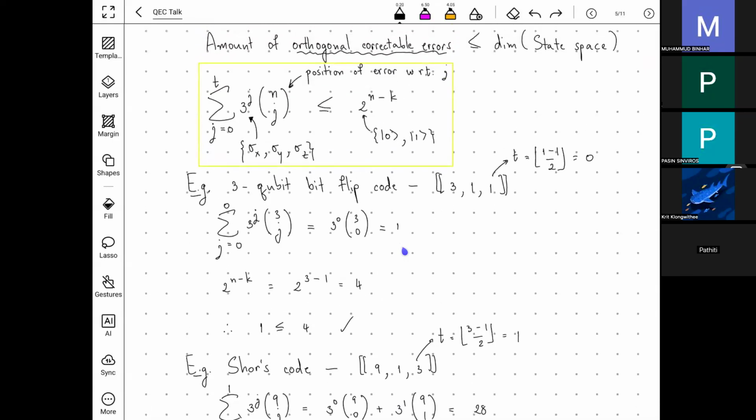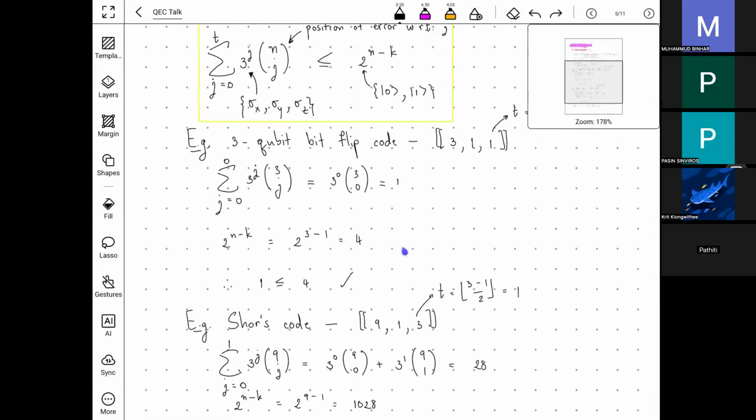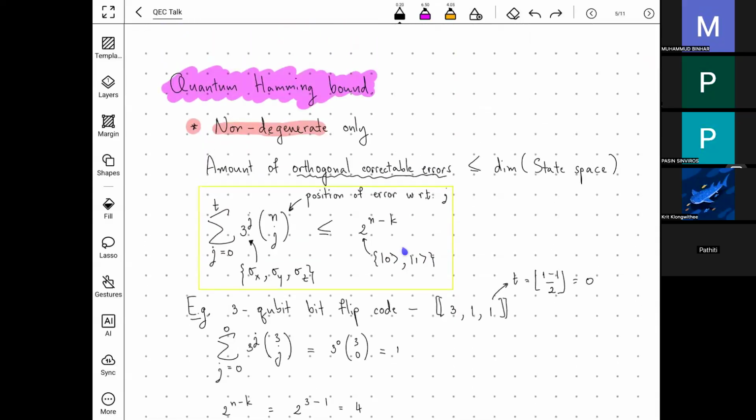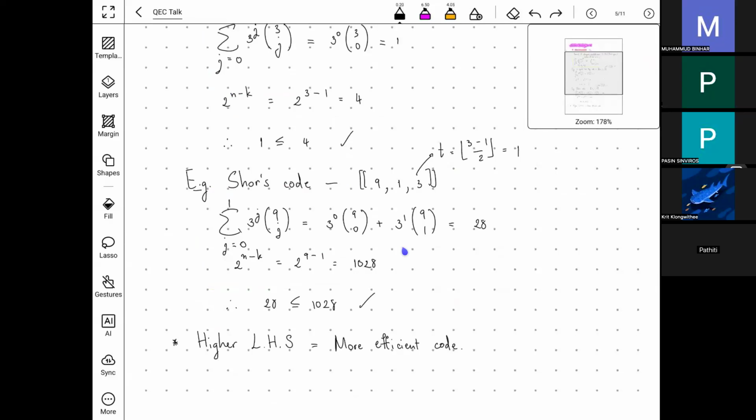Now, one thing about the Hamming bound is that because the left-hand side is the amount of correctable errors, we want to maximize those. So for a quantum code, the higher the left-hand side is, we could say that it's more efficient, right? And that concludes the topic on the quantum Hamming bound. Now, I would move on.